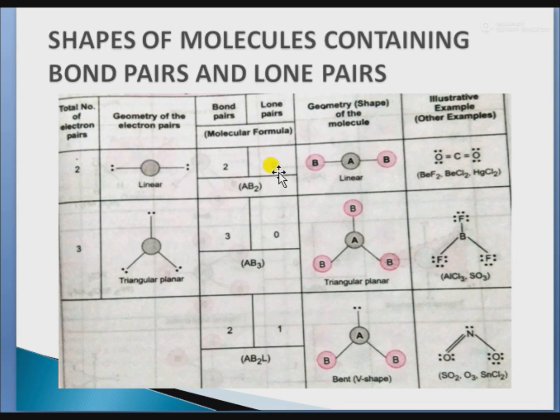Shapes of molecules containing bond pairs and lone pairs. These are all the shapes of the molecules according to the VSEPR theory. If the number of electron pairs is 2, then the geometry is linear, the bond pairs are 2, and the formula of the molecule is AB2. For example, CO2, BeF2, BeCl2, HgCl2.